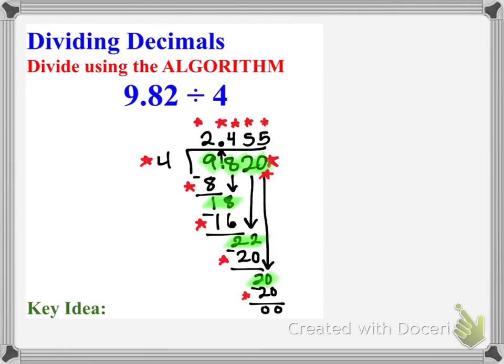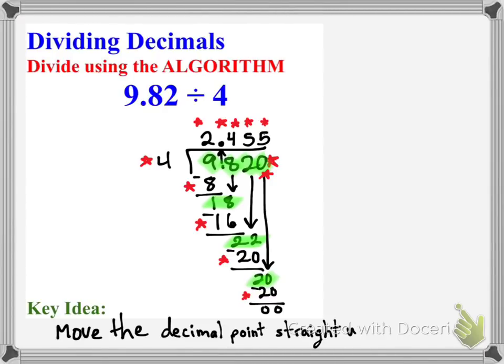And then you're going to go ahead and write down your key idea, which in this case, the most important thing is to move the decimal point straight up. That way it ends up in the right place in your quotient. Okay, and that's a star as well. Originally I had said 12 stars, but I forgot to give you that star for the 0 that you added.